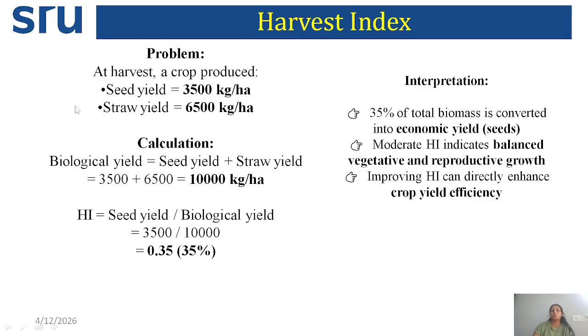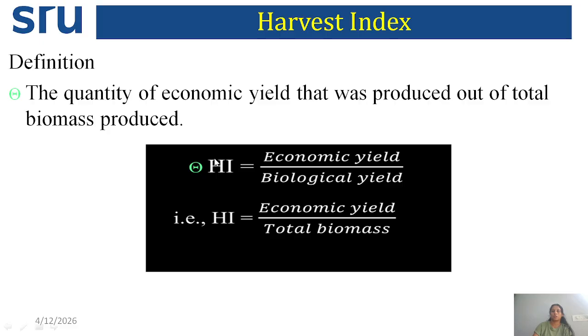Intentionally I mentioned straw yield instead of biological yield. Biological yield means total yield, seed plus vegetative growth. Economic yield means only the seed yield. That one we call the economic yield. Biological yield means the overall yield, vegetative growth plus grain yield.